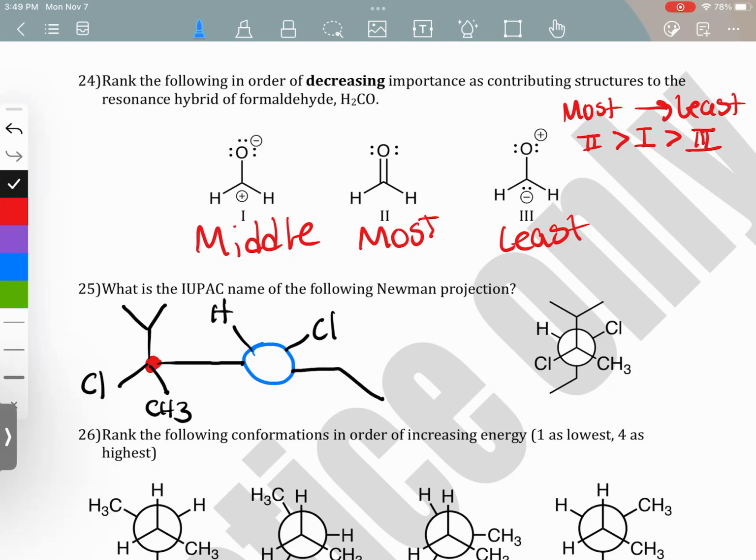Now, the first thing we have to do when naming is what? Find the longest carbon chain. Longest carbon chain. So how many carbons make up that long chain?